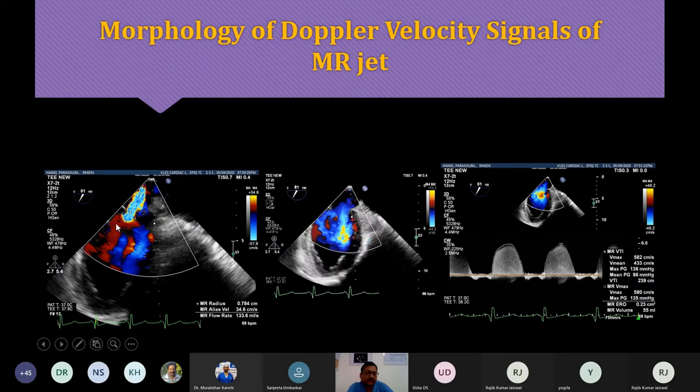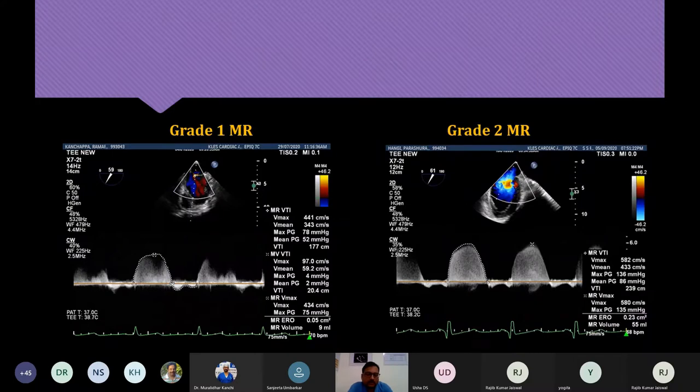If we are measuring the same patient's MR radius, it is coming as 0.784. So it comes into a severe kind of MR jet variety.